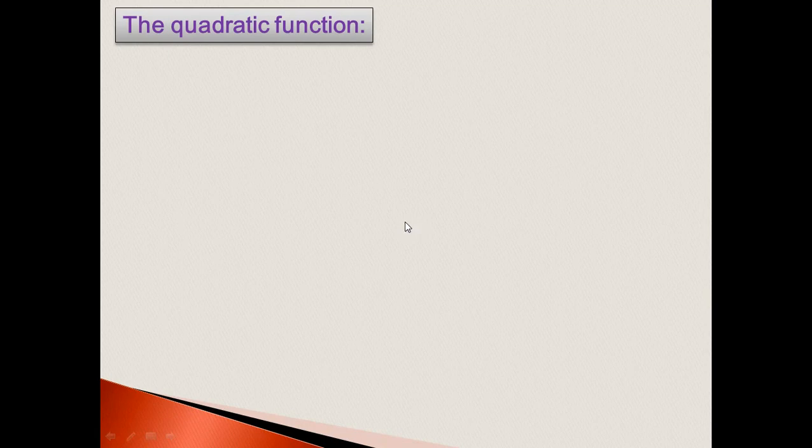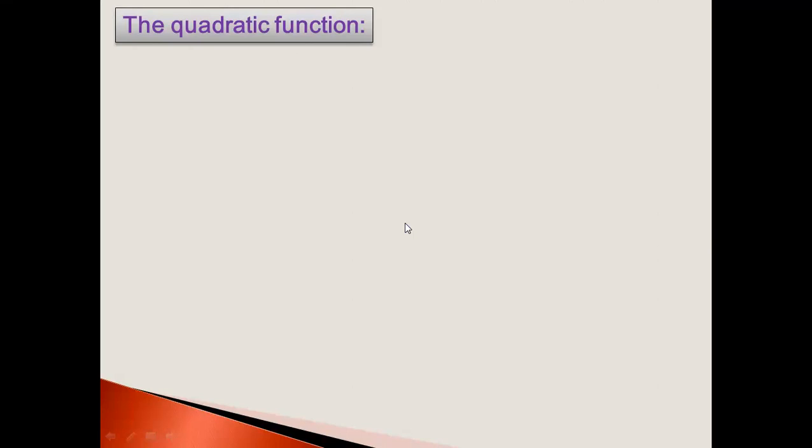Today I'm going to talk about the quadratic function. In the previous lesson, we studied the linear function and the graphical representation of the linear function. But today we will talk about the quadratic function and its graphical representation.